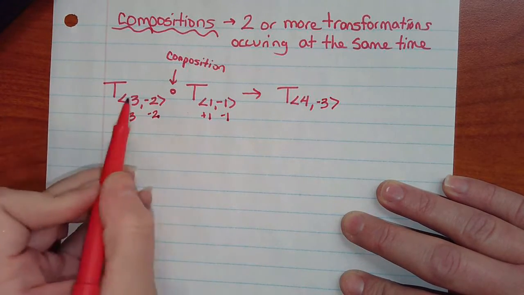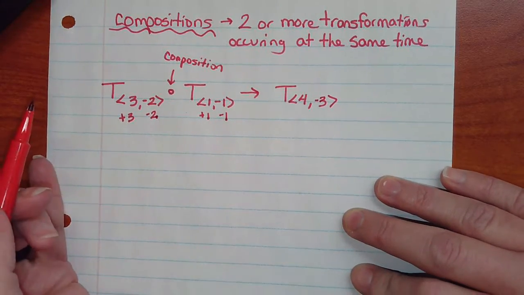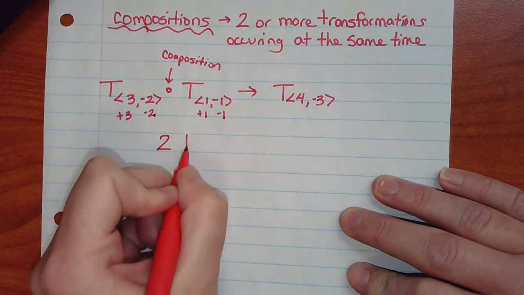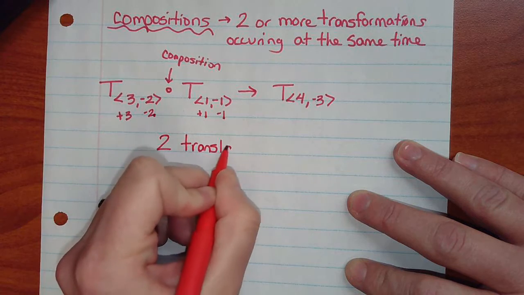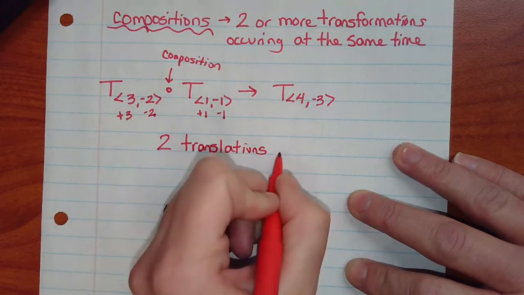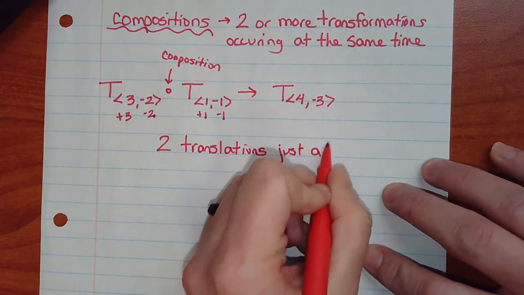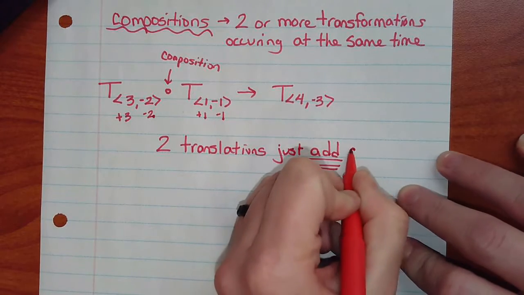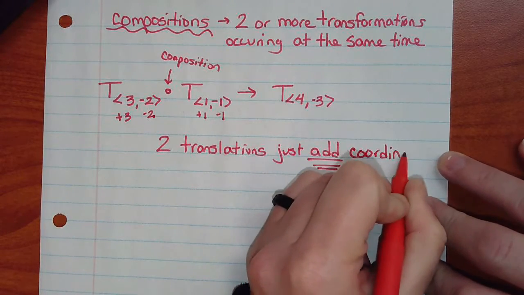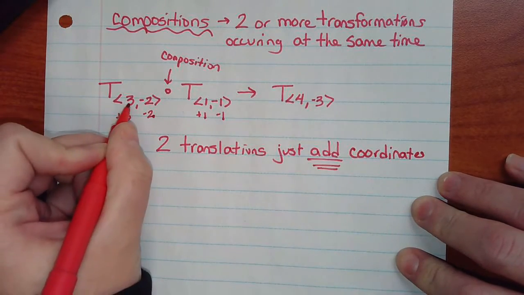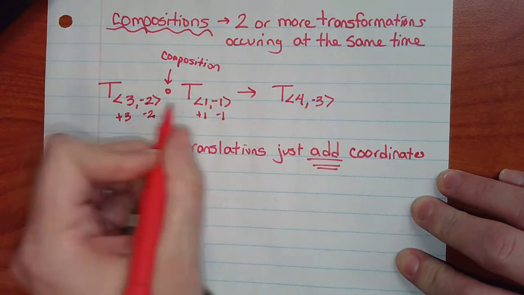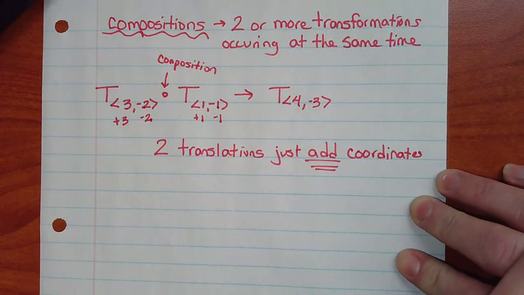So when you have 2 translations, just add the coordinates. And that's really what we're doing here. 3 plus 1 is 4. Negative 2 plus negative 1 is negative 3.